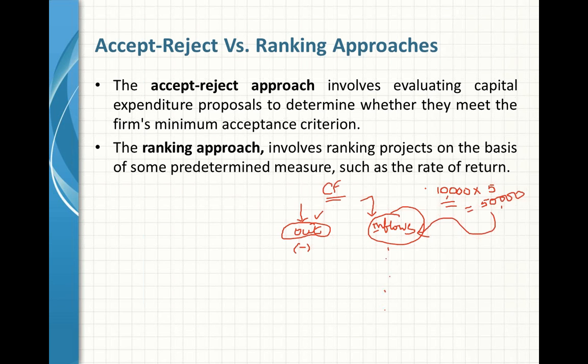Once the project is accepted, that is, the machine is purchased, you will get benefit from using the machine in the business. Therefore, the amount which you receive from having this machine in our business is called inflow. These inflows you will have during the life of the project. So you will have 5 yearly inflows. These are called cash inflows. One outflow and 5 different years of inflows. One outflow, 5 inflows.